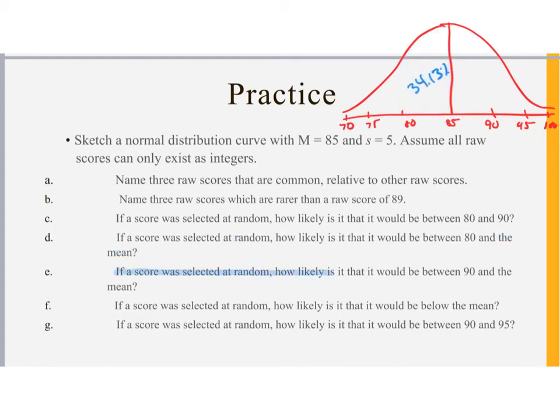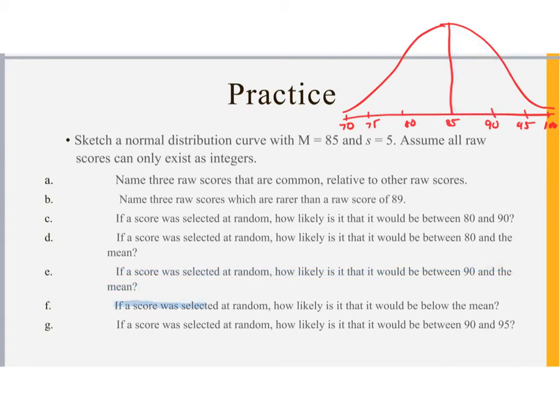If a score was selected at random, how likely is it that it would be from 90 to the mean? Same idea here. I'm going to sketch, shade, then solve. I'm again looking at an area from one standard deviation above the mean to the mean, so I know that this is going to be 34.13%. So the answer here again is 34.13%.